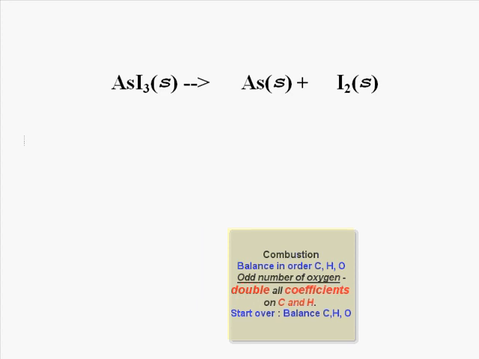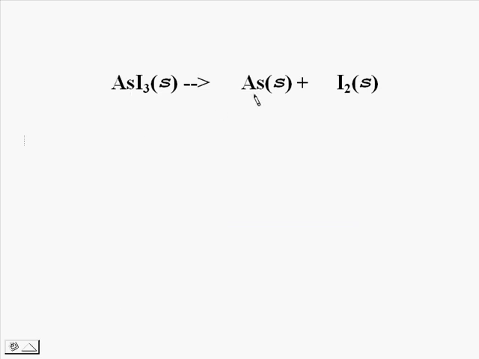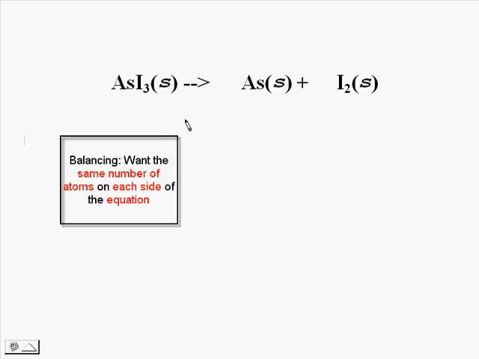Let's take a look at this one for balancing. I have one arsenic on this side and one on that side, so they're already balanced. I have 3 iodine over here and 2 over here. They share a common number of 6. So if I put a 2 in front of this compound, I would have 6 iodines. I'd put a 3 in front of this one, I would have 6 iodines over here.